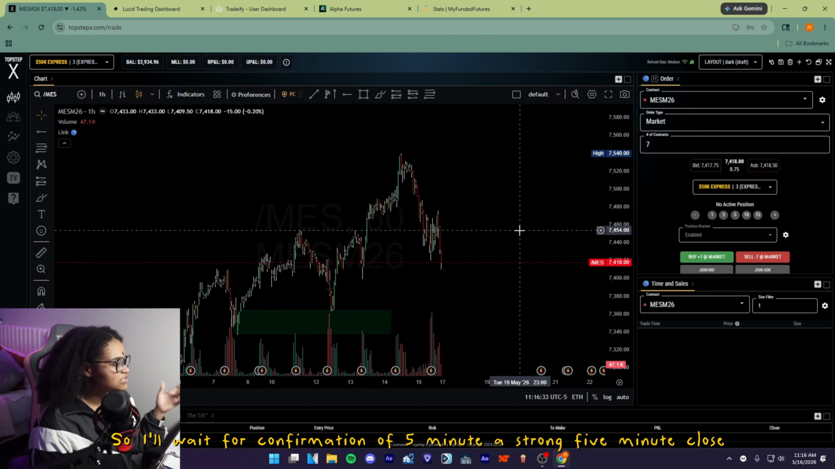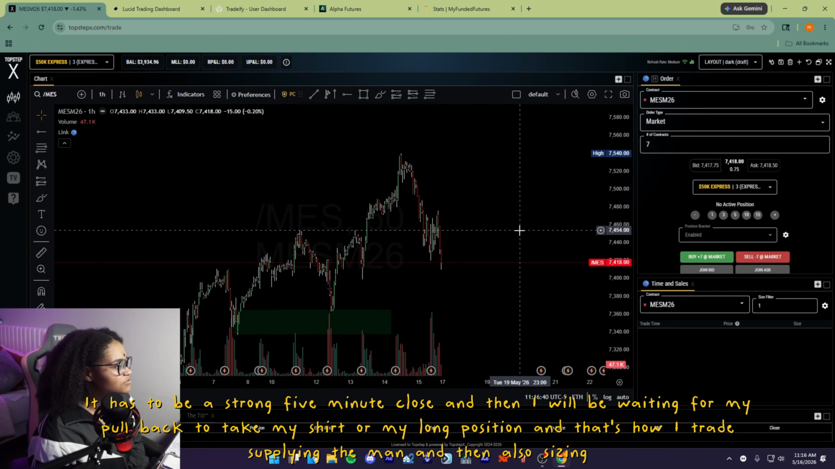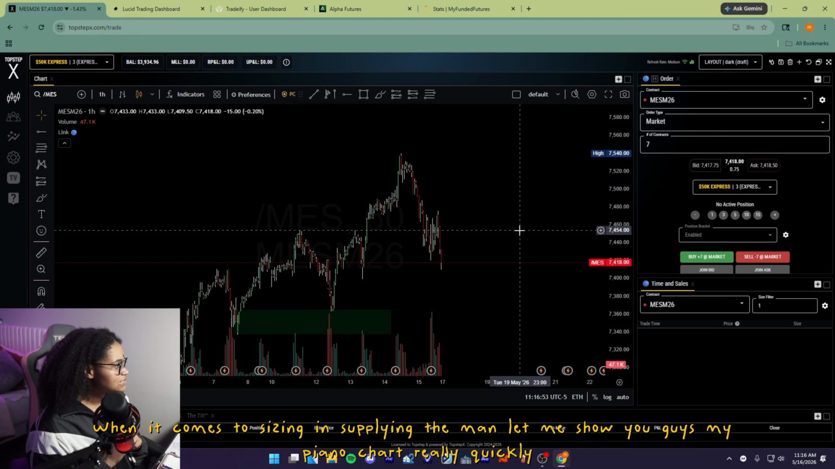So I'll wait for confirmation of a strong 5-minute close. I don't want to see the 5-minute wick around it. It has to be a strong 5-minute close, and then I will be waiting for my pullback to take my short or my long position. And that's how I trade supply and demand. And then also sizing, when it comes to sizing in supply and demand. Let me show you guys my P&L chart really quickly.